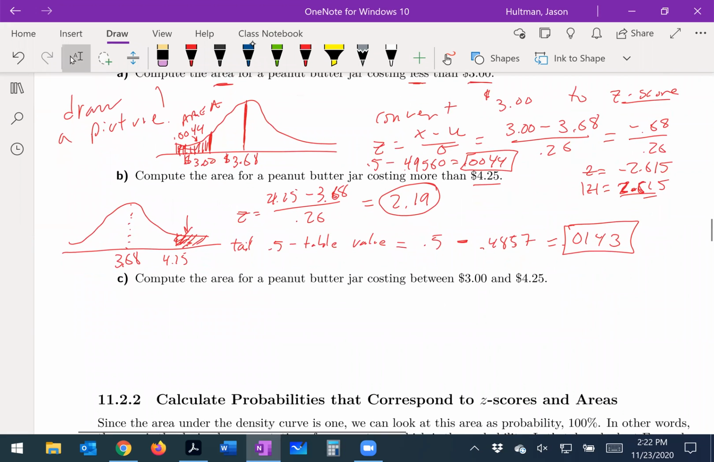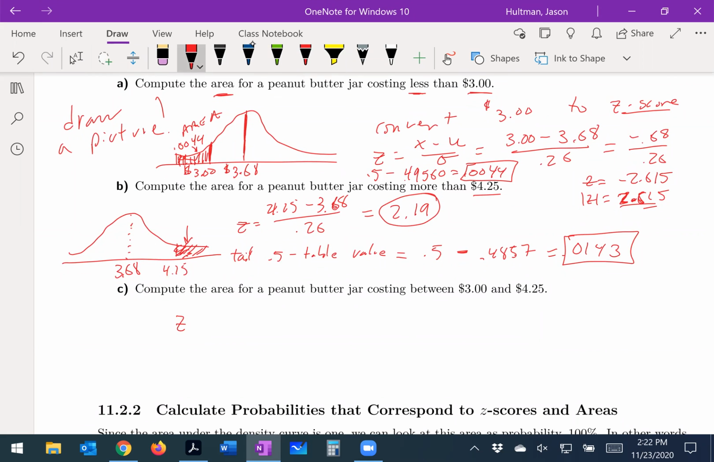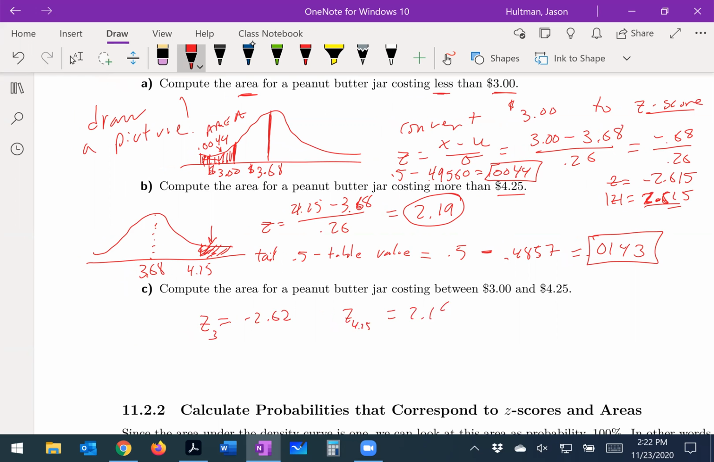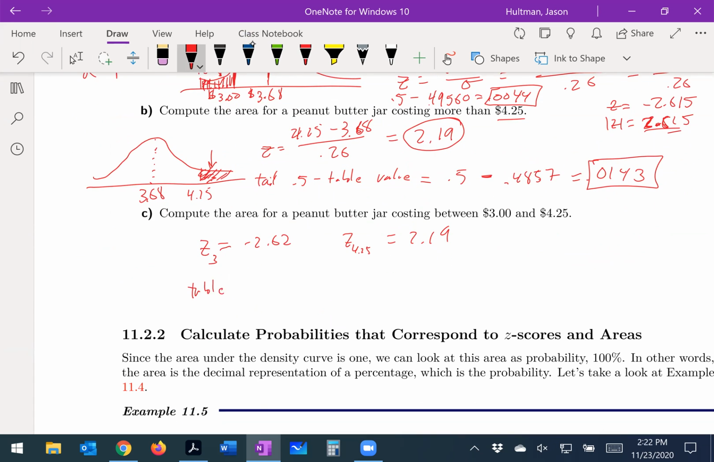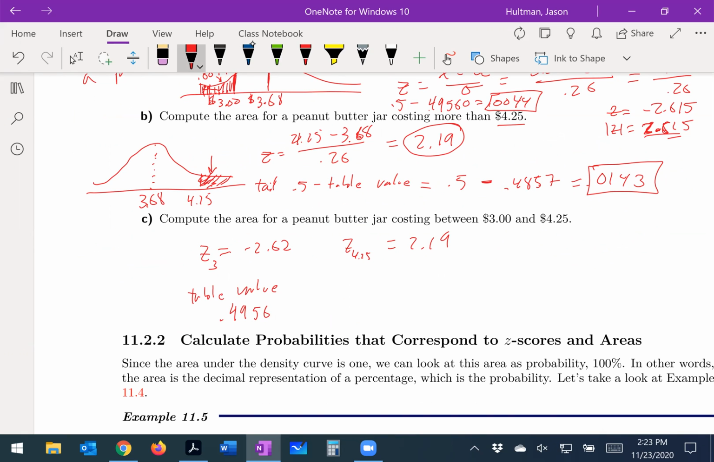Okay. Compute the area for a peanut butter jar costing between $3 and $4.25. Well, we already know the z-scores. Z for 3 is negative 2.615, and z for 4.25 we got, z was 2.19. I'm just going to put 2.62 and 2.19. The table value for 2.62 was 0.4956, and the table value for 2.19 was 0.4857.